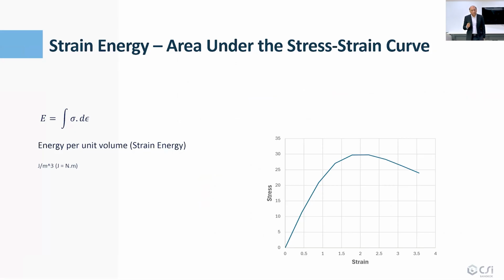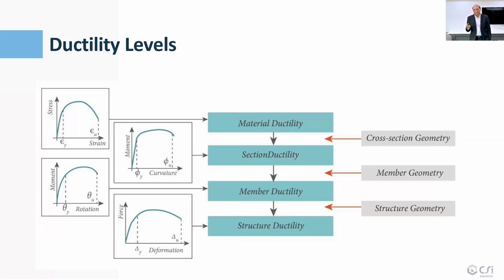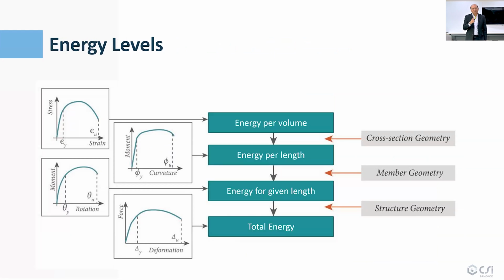Another important thing is that we can also determine the energy, because we have the full curve. As you know, the area under the curve will give us the energy. So we can determine the strain energy, both elastic and inelastic. And we can also determine the curvature energy, both elastic and inelastic. This will help us later to determine the energy dissipation and to estimate how much energy the structure has stored during deformation. So the ductility levels can go from strain to curvature to rotation to deformation. Energy levels can go from strain to curvature to rotation to deformation.